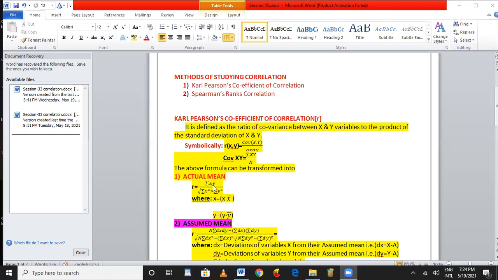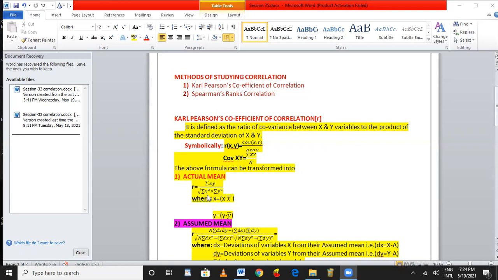And small y we get by first finding the y bar. How do we get y bar? By totaling the y series and dividing by the number of items. Then the arithmetic mean of the y series has to be deducted from each and every individual item of the y series, so that we get the small y. First we have to multiply x and y, so that we get the total, sigma xy.